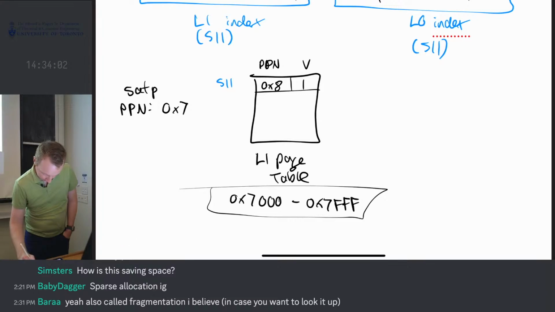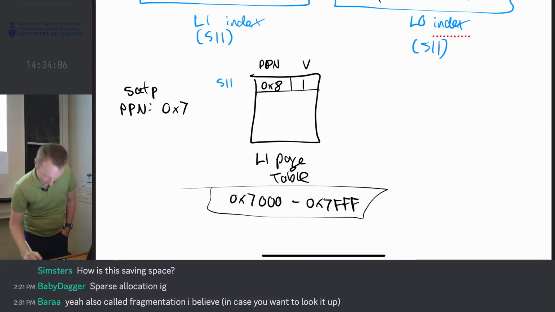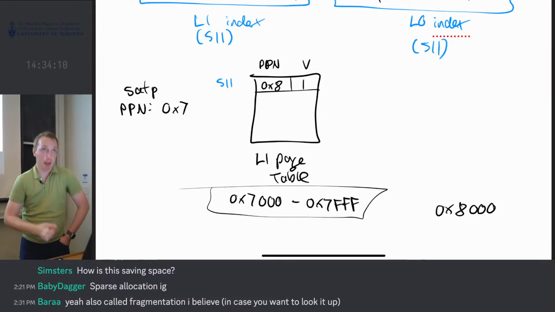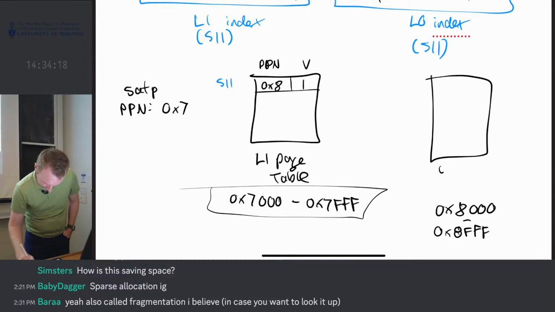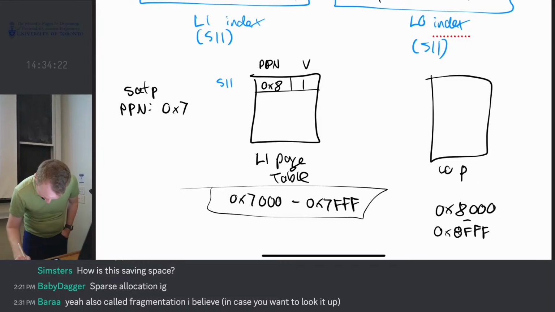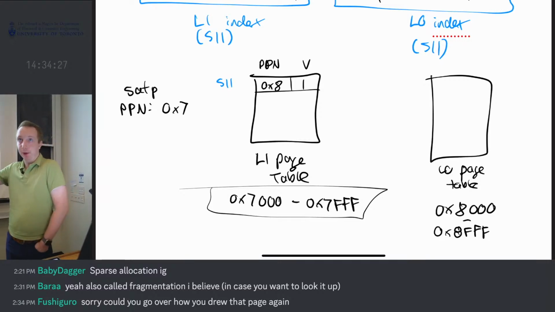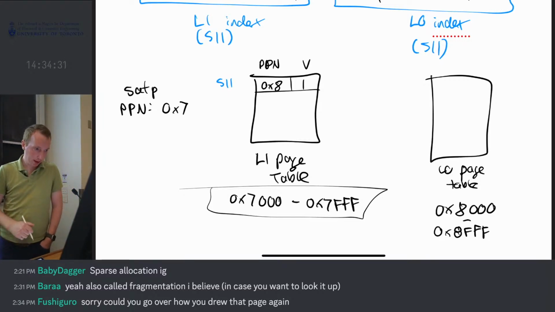Yeah, so because my physical page number is 8, it means it would start at address 8000 because it fills up a whole page and it goes to address 8FFF. So my L0 page table would be there. And this way it makes it flexible. It didn't have to be right beside it, right? And question?